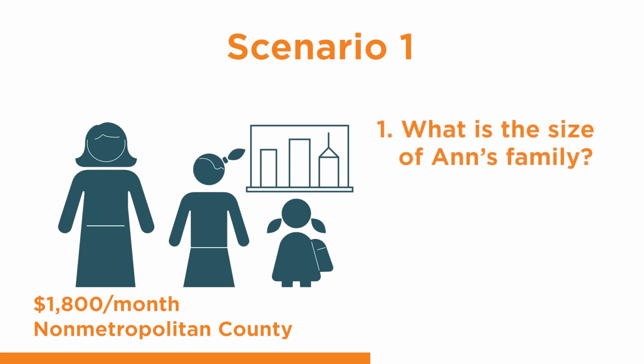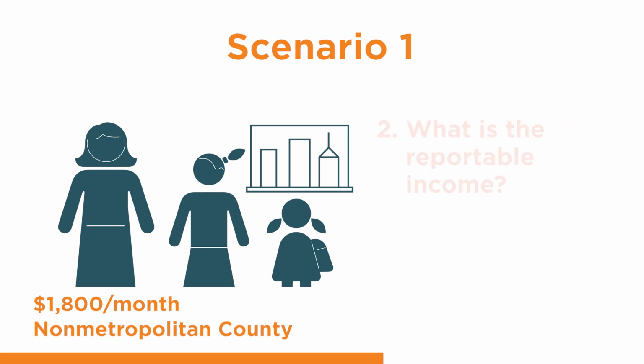1. What is the size of Anne's family? Family size of 3. Anne's family size is easy to determine. Her mother, her sister, and her are related by blood and living in a single home. They meet the category of parent and dependent children.